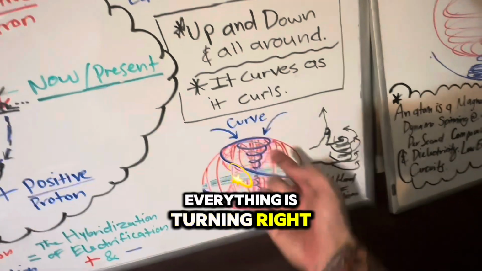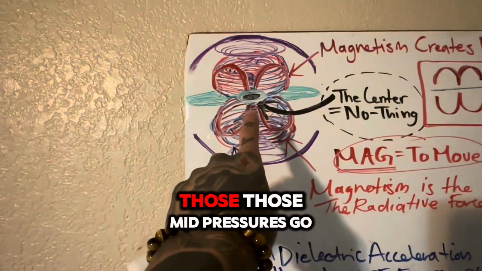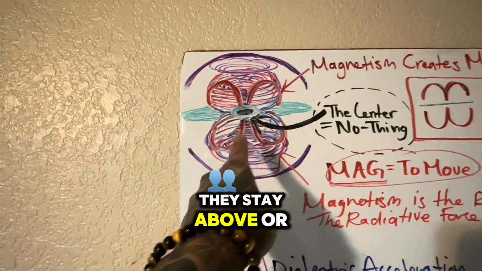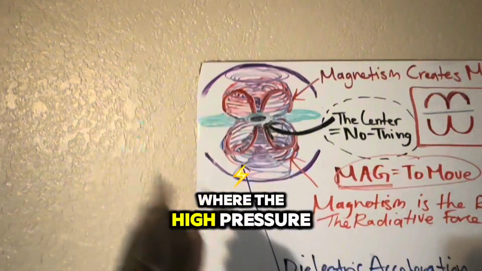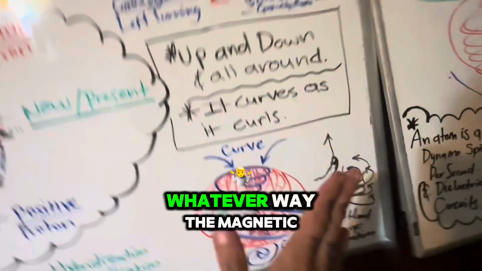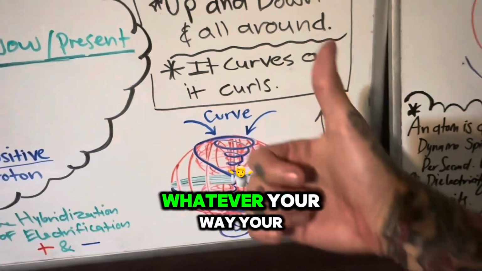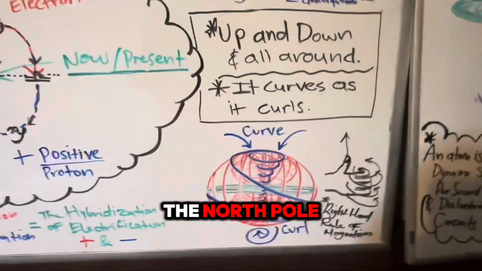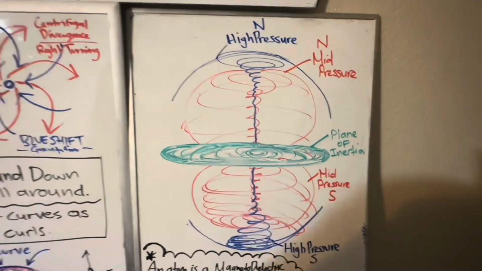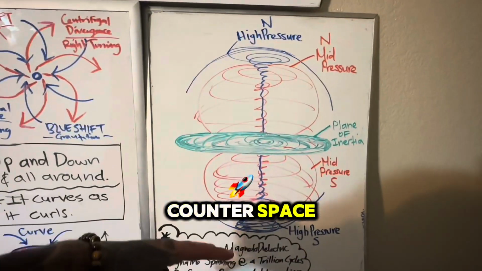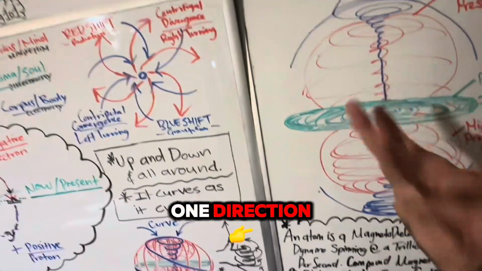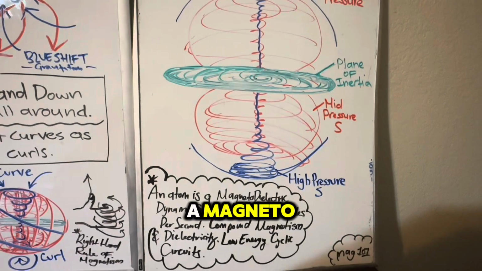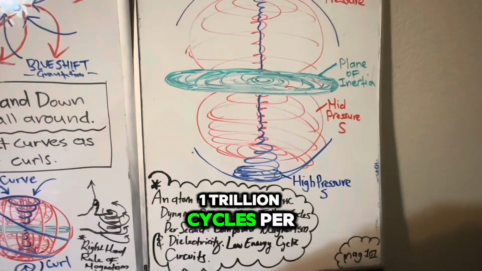Everything is turning right, even the mid-pressures. Those mid-pressures stay above or below the plane of inertia, where the high pressure goes all the way around. Whatever way the magnetic field goes, whatever way your thumb is pointing would be the North Pole. And there is no North Pole. There's just the inverse of counter space. Everything is turning in one direction. What is an atom? It's a magnetodielectric dynamo spinning at 1 trillion cycles per second.